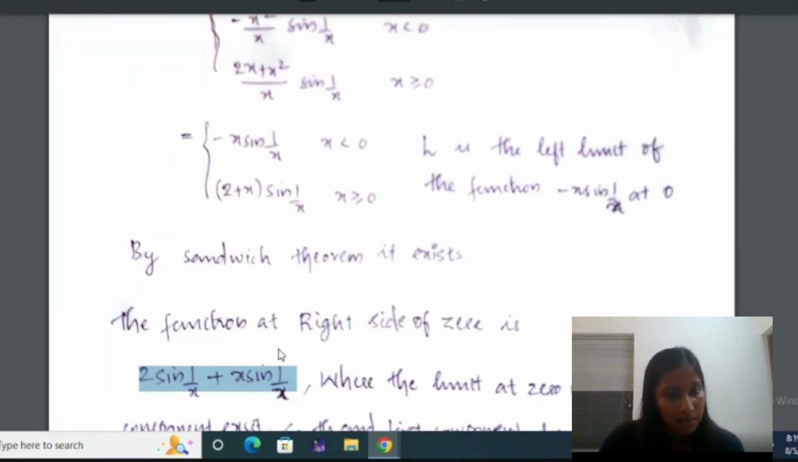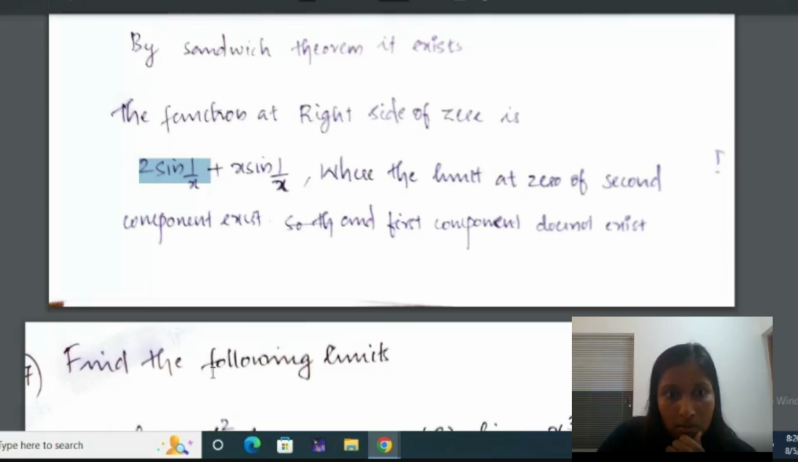What if the limit of the function at 0 of this summation exists? If it exists, we know that the limit of x sine 1 by x exists. If the summation limit exists, so this is a and this is b, then the limit of a plus b exists and the limit of b exists, so a can be written as a plus b minus b. So if the limit of the summation exists, then the limit of the first component should exist. But by the sequential criterion that we have discussed earlier, this function has no right limit at zero. So there comes a contradiction.